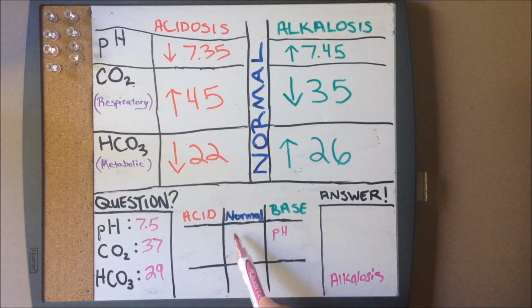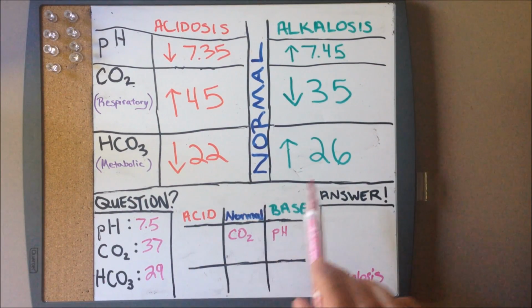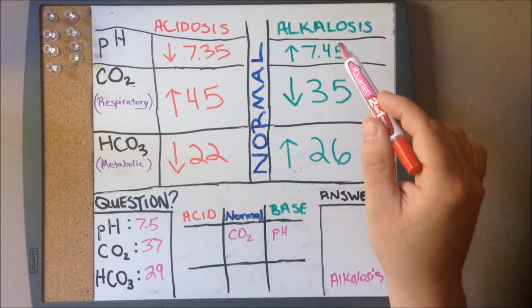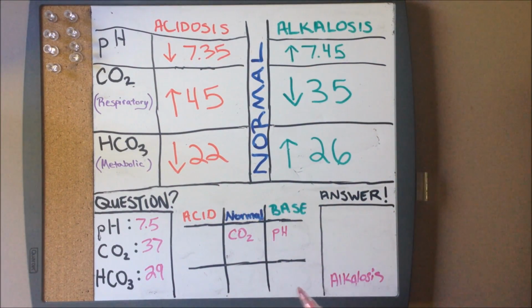So let's write our CO2 in the normal column. And finally, HCO3 is 29. 29 is greater than 26. Therefore, it falls in the basic column. So let's write it down here in the basic column.